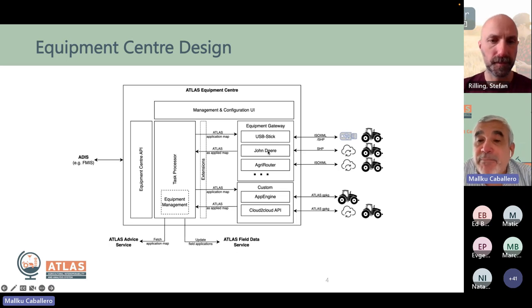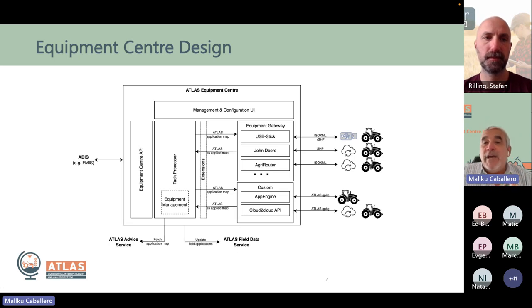These are modules that are responsible for doing this conversion, but also for handling the connectivity to the tractor. And there are different solutions out there amongst the leading vendors. So we have John Deere with a specific API that allows us to do that. AgriRouter also, through which we can send ISO XML task sets to equipment and so on.